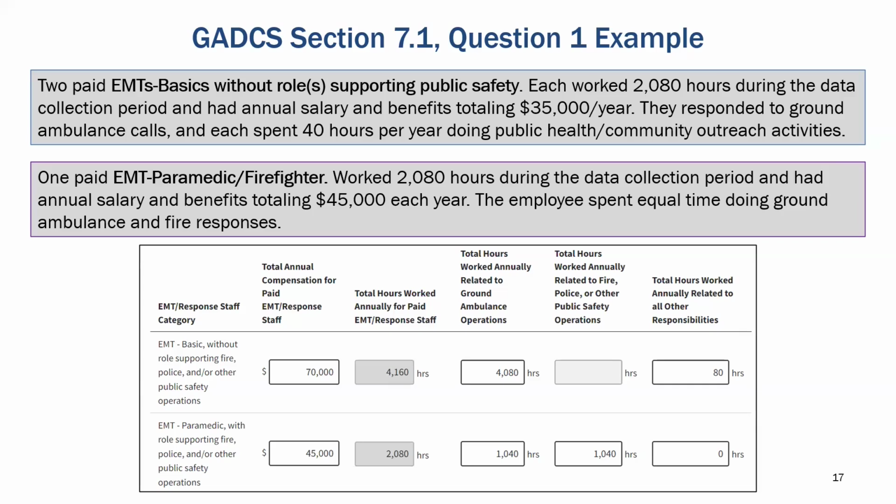The organization estimates that she spent equal time doing fire and ground ambulance responses, so half of her total hours, or 1,040, are attributed to ground ambulance operations and half are attributed to public safety operations. She has no duties that are unrelated to the organization's ground ambulance or public safety operations, so a 0 is listed in that column. I will now pass the presentation back over to Andrew, who will discuss sections 8 through 10 of the GADCS.